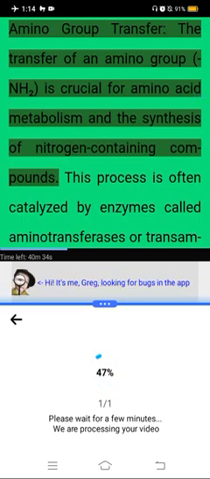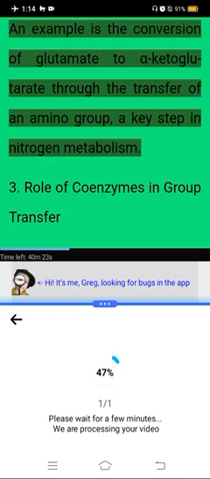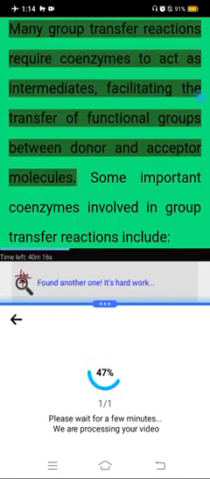Amino group transfer. The transfer of an amino group, NH2, is crucial for amino acid metabolism and the synthesis of nitrogen-containing compounds. This process is often catalyzed by enzymes called aminotransferases or transaminases. An example is the conversion of glutamate to alpha-ketoglutarate through the transfer of an amino group, a key step in nitrogen metabolism.